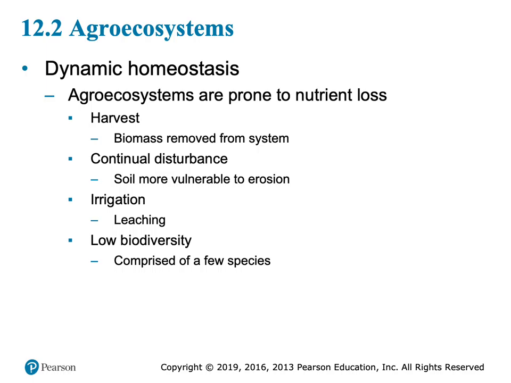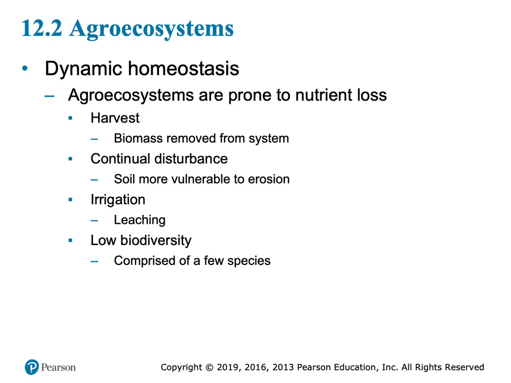Continual disturbance: soils become more vulnerable to erosion and nutrient loss with continual disturbance due to farming. Irrigation: crops receive supplemental water in the form of irrigation, so water will run off agriculture fields or seep into groundwater, and that can often carry large amounts of water-soluble nutrients that have been leached from the soil, and this could eventually pollute lakes and streams around the farmland.